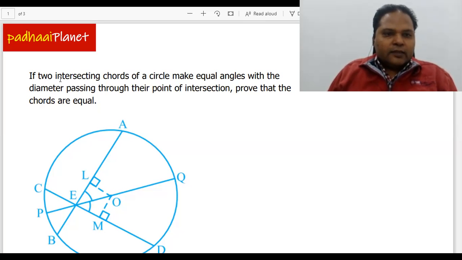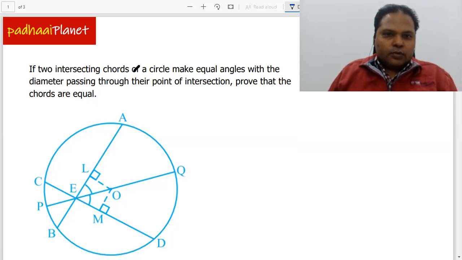And it says that if there is a circle, as shown in this figure, and there are two chords, both of them making equal angles with the diameter passing through their point of intersection, we need to prove that both the chords are equal, right? So let's look at what we have in this figure.